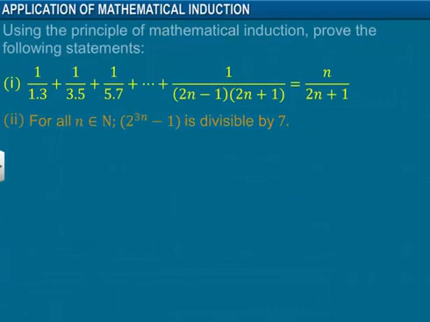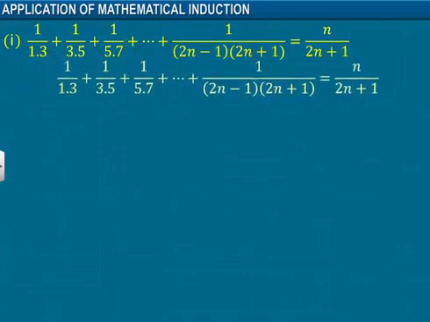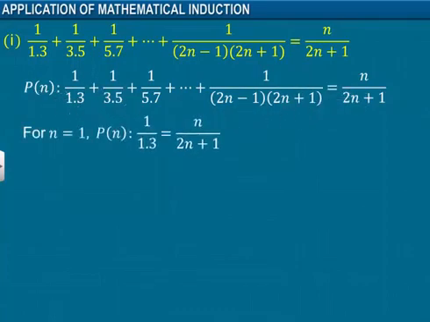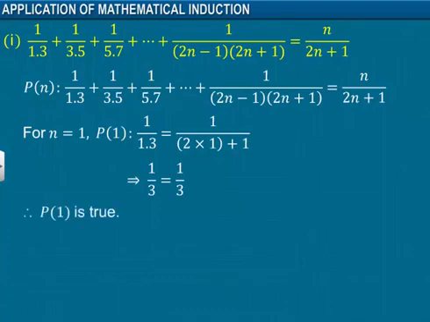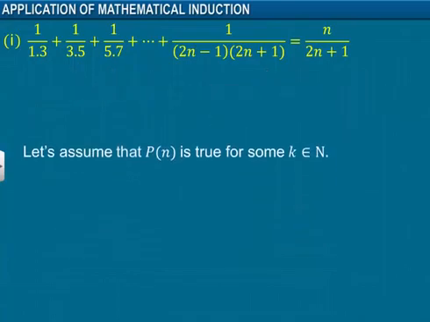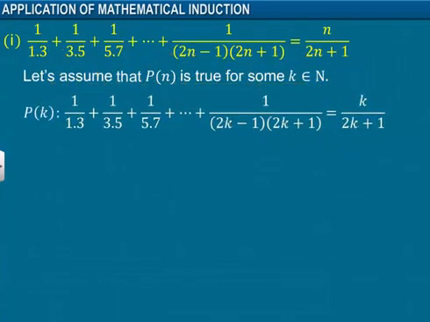Let's begin with the first statement. Let the given statement be P of n. Let's check the truth of the statement for n equal to 1. For n equal to 1, both sides of the statement are equal. Therefore, P of 1 is true. Let's assume that P of n is true for some natural number k. On replacing n equal to k, we get this statement. Let this be equation 1.